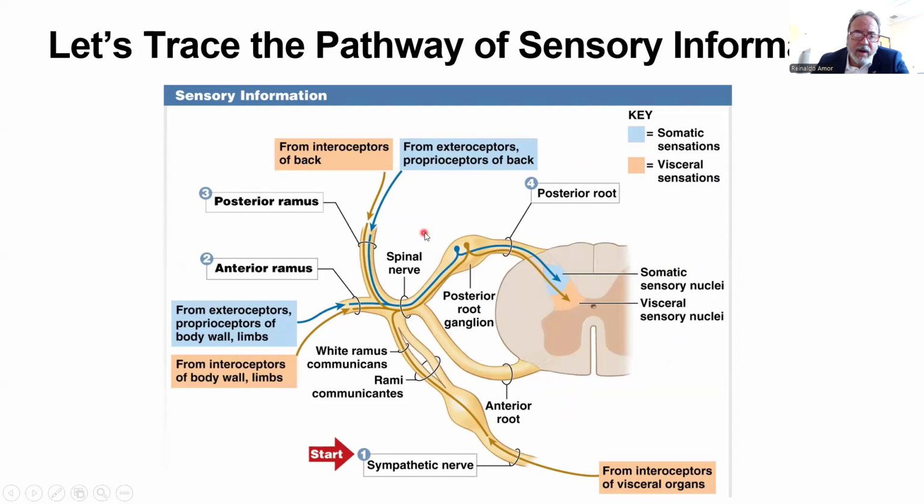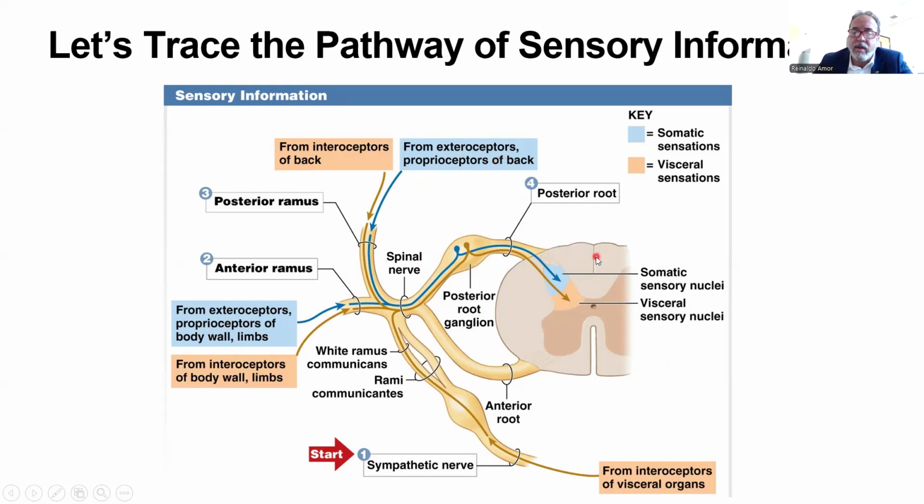that this is going to be exteroceptors and proprioceptors. So this is somatic sensory information. Okay, somatic sensory information. This one is located in the back. This one is located in the body wall and limbs here. Again, when you read about what proprioceptors and exteroceptors are and the type of information, you can have a better understanding of what's going on here.